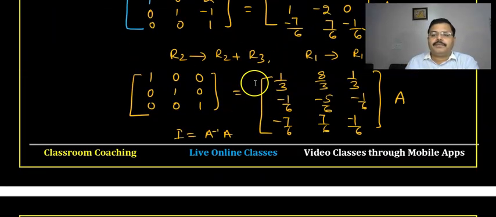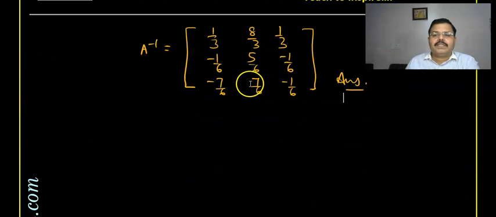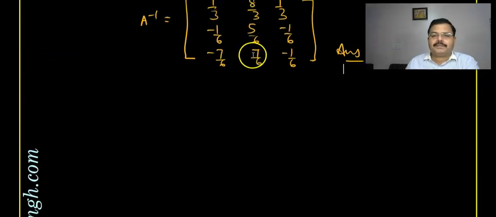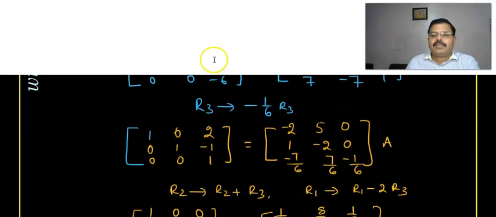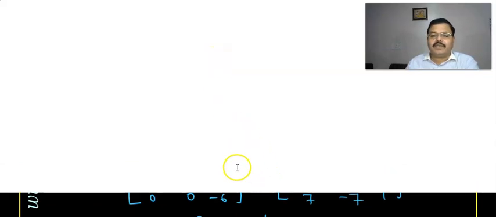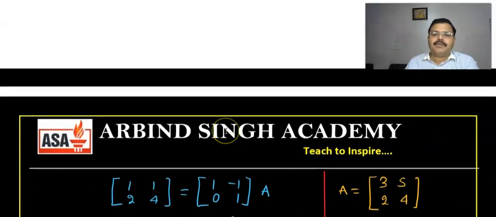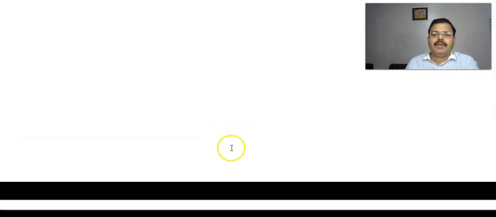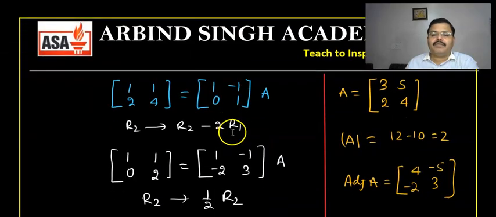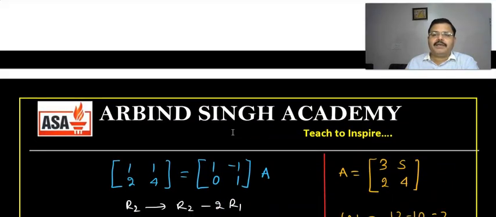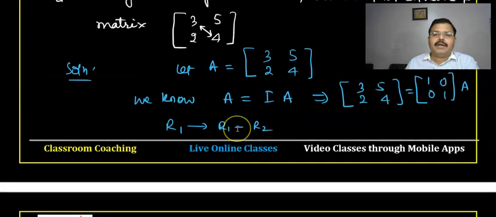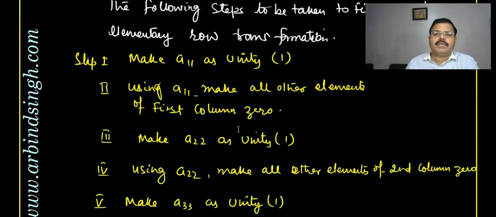So I hope you got it, right? So this is A inverse, in fact. So you need to understand, it is not a big issue. First thing is that you have to understand this basic phenomena. And if you learn the method properly, then definitely you'll be able to solve it quickly. There is no problem at all. And what are those steps? So these are the steps. And you need to understand and memorize these steps.